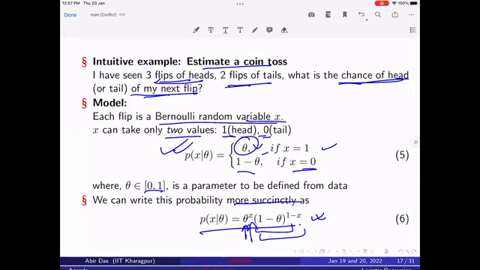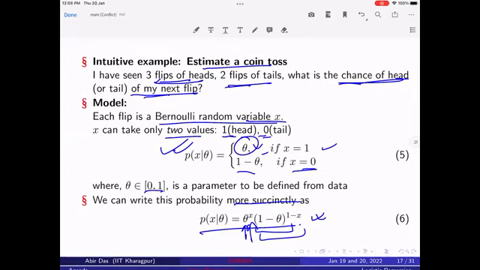So how to do that? What was the recipe? You need to have the data. So the data is, suppose that you have 3 flips of heads and 2 flips of tails. What is the chance that the head will appear in the next flip? Then you have to have a model that you assume, and that model is parameterized by some theta, and that theta you are after. You don't know the theta at this point.